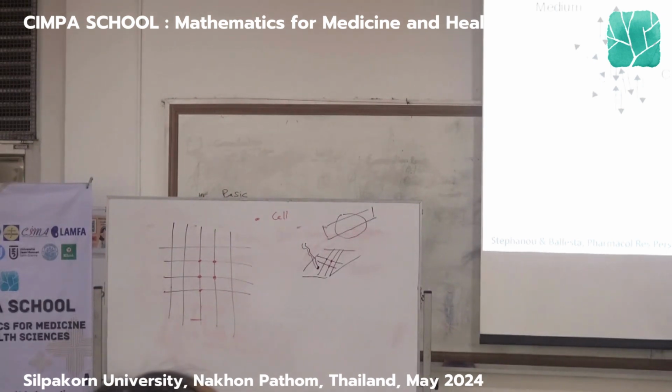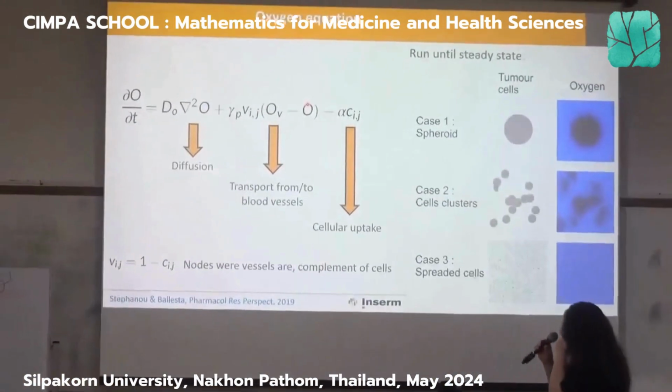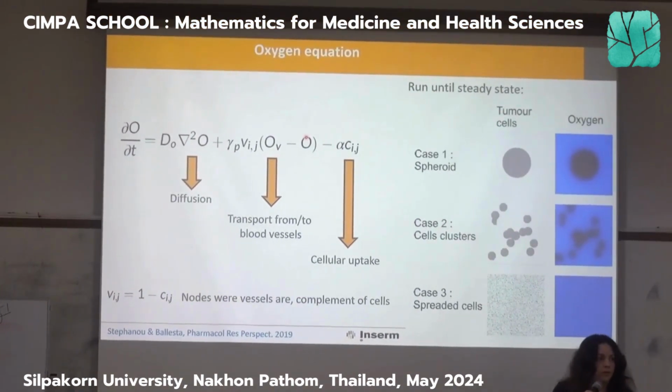So the oxygen will be represented with a reaction-diffusion PDE, which is the one that is described here. So it's actually quite a classical reaction-diffusion equation. The first term is diffusion. So oxygen is allowed to diffuse throughout the domain, with D_O the constant, the coefficient of diffusion. Then the second term is for the transport of the oxygen from the blood vessels and towards blood vessels.